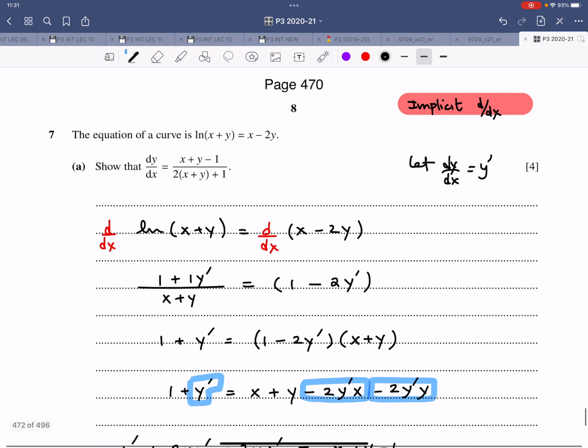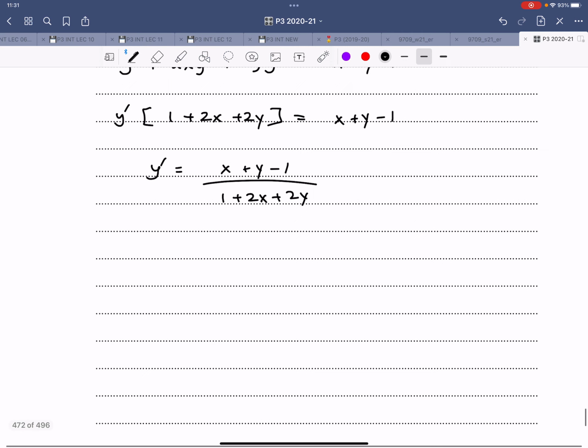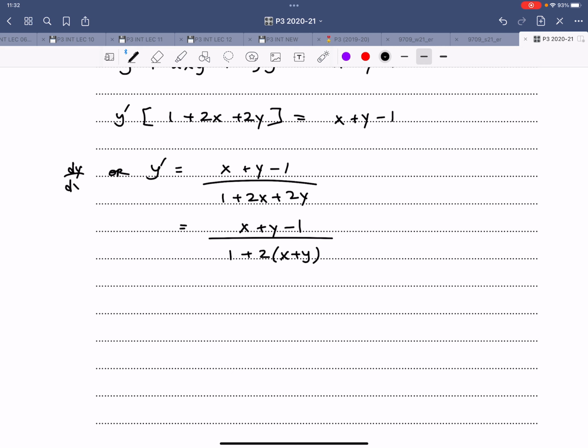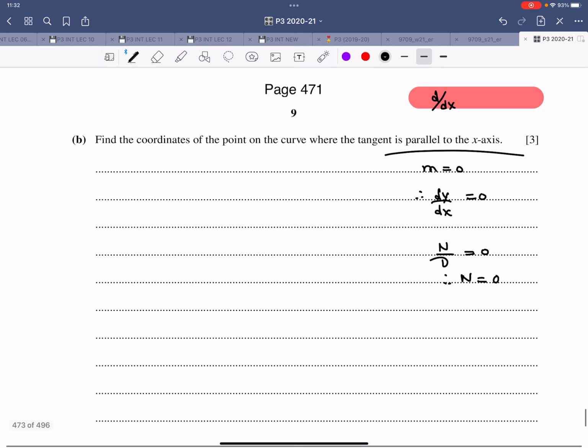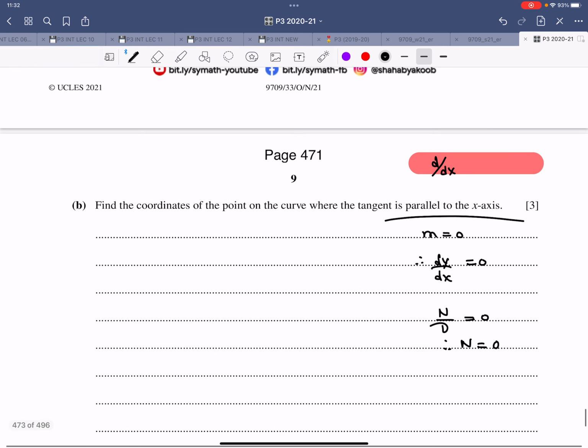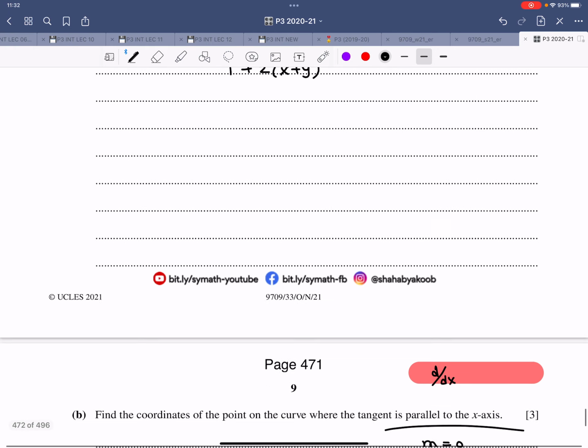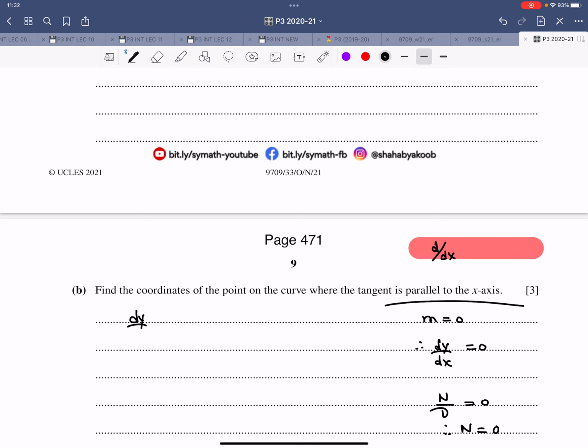And is this the answer? Yes, this is the answer. They have only taken a 2 common out, so it is x plus y minus 1 over 1 plus 2 bracket x plus y. So now this is the answer, where y prime is dy by dx. What does it say? Coordinates of the point where the tangent is parallel to the x-axis. So dy by dx equals 0.